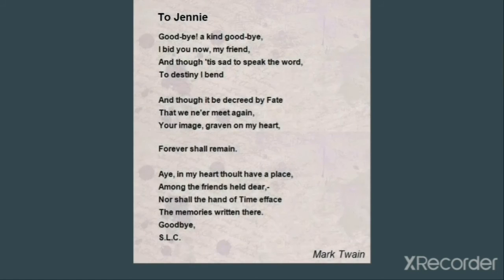His poem, To Jenny, reads: Goodbye, a kind goodbye, I bid you now, my friend, and though 'tis sad to speak the word, to destiny I bend. And though it be decreed by fate that we never meet again, your image graven on my heart forever shall remain. I'd have my heart ever have a place among the friends held dear, nor shall the hand of time efface the memories written there. Goodbye, SLC.